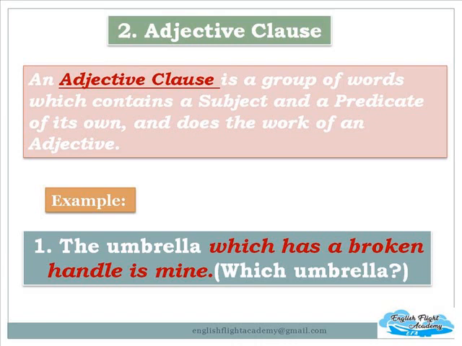What's an adjective clause? An adjective clause is a group of words which contains a subject and a predicate of its own and does the work of an adjective. The umbrella which has a broken handle is mine. Which umbrella? Which has a broken handle is acting as an adjective clause.